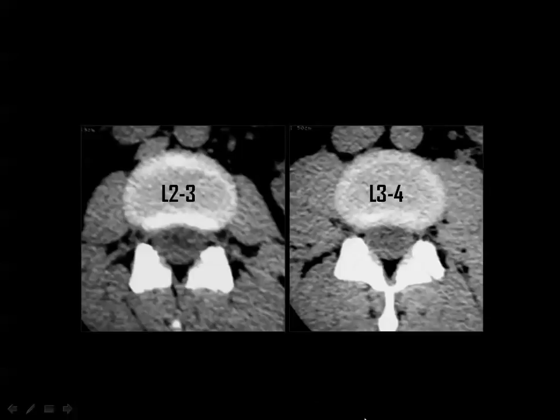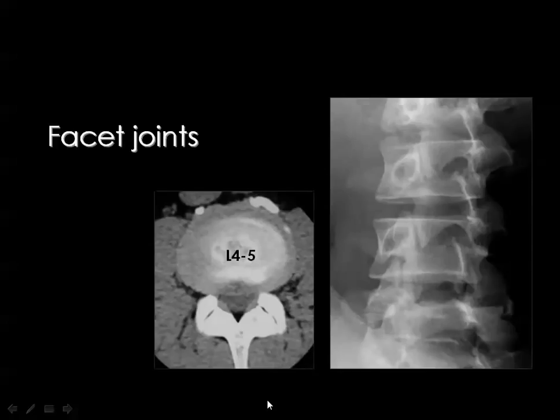Then anyone can say safely that the L2-3 disc is absolutely normal, and the L3-4 disc is also normal because it has a concave inner posterior border.